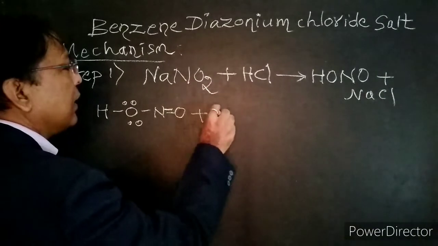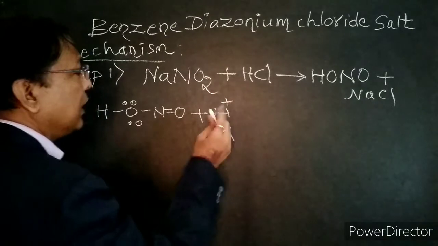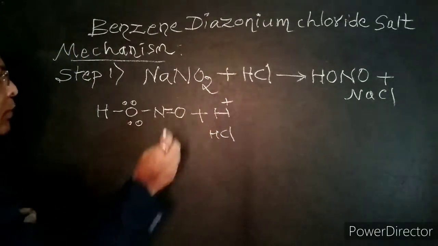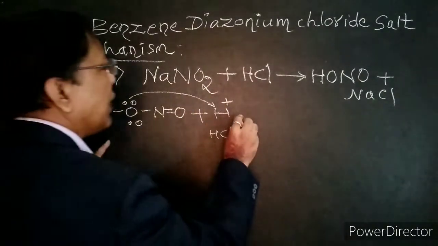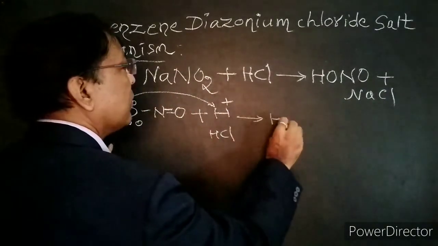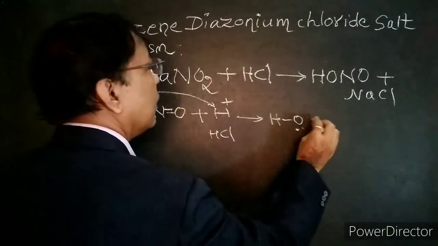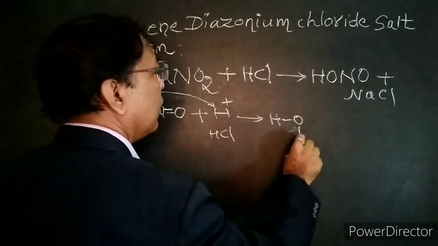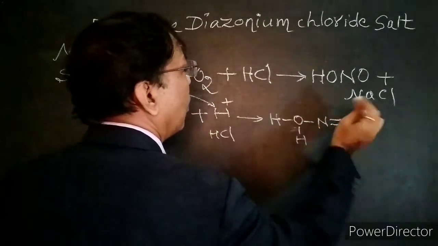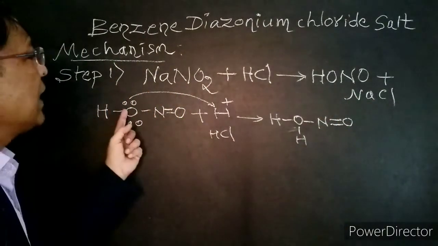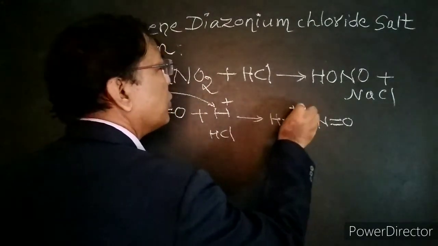This nitrous acid now reacts with the proton of HCl. This is the proton H plus from HCl. This oxygen gives its electron to this H plus and it forms H, O, N double bond O. Now this oxygen has given its lone pair to this hydrogen, therefore oxygen becomes positive.